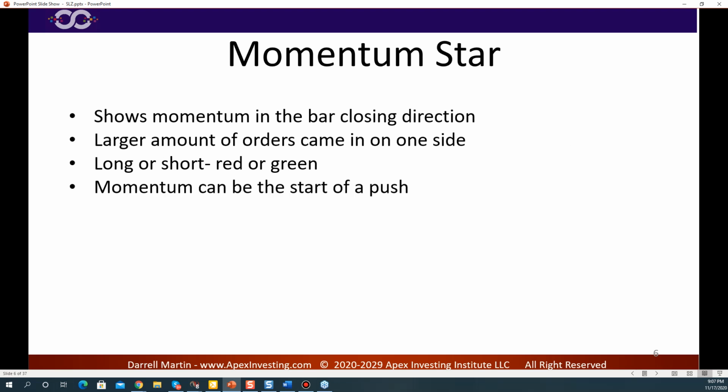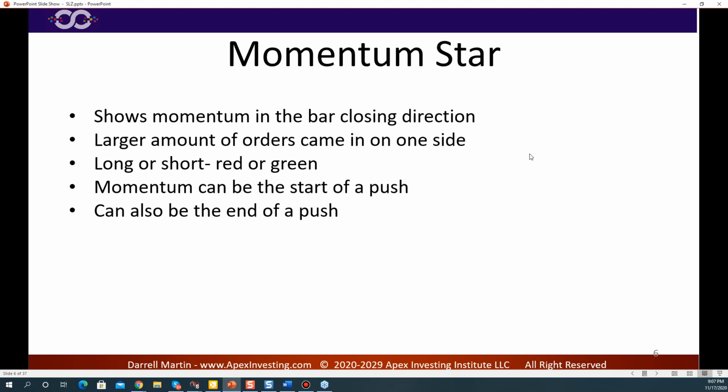Now, when we think about momentum, we think about the start of something, like the start of a push, or the start of a wave, or the start of a leg in a trend. You'll see those momentum stars pop up sometimes at the beginning of a trend or at the breakout of chop. But it can also show us the potential end of a push.